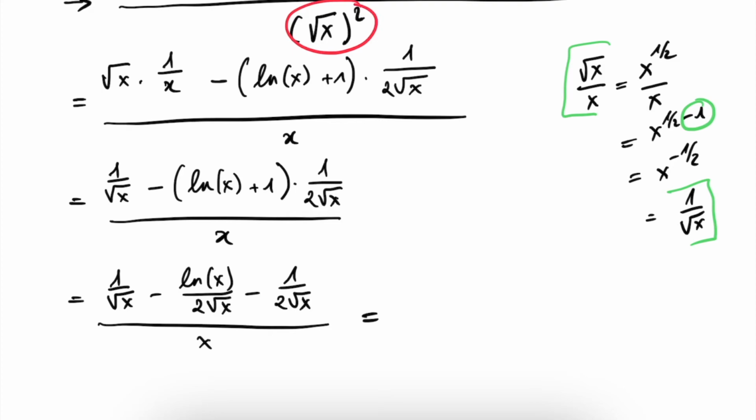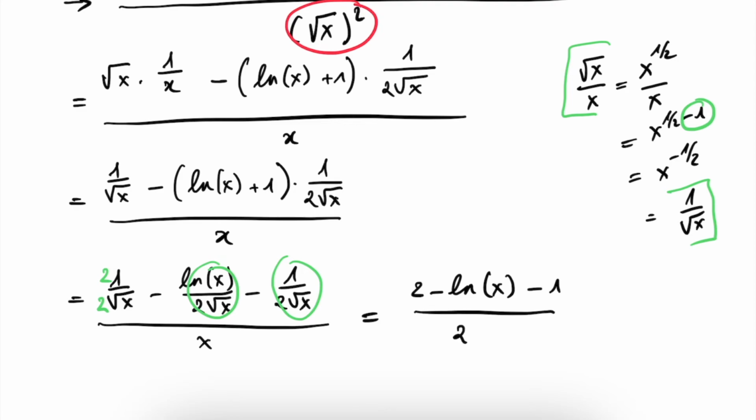Because all of these terms have a semi-common denominator, we can just multiply by 2 here and here, so we didn't do anything. We can drop this denominator to the other common denominator, which means that we get 2 minus ln of x minus 1 divided by 2 times the square root of x times x.